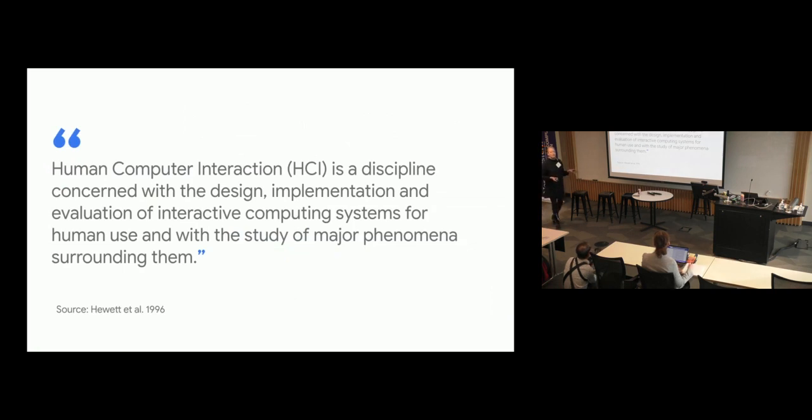So many of you will have seen this particular definition. I like it. Human-computer interaction is a discipline concerned with the design, implementation, and evaluation of interactive computing systems for human use and with the study of major phenomena surrounding them. I love this definition because it's big, it's expansive, it's multidisciplinary. It's collaborative and cooperative. It is intentionally about impact, about change, about learning and changing.